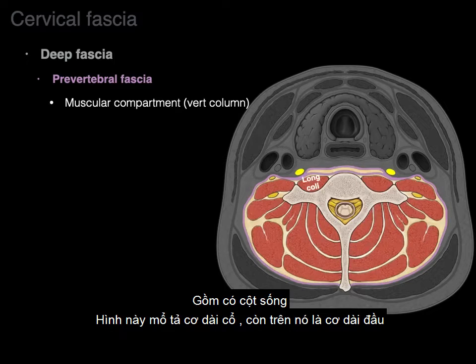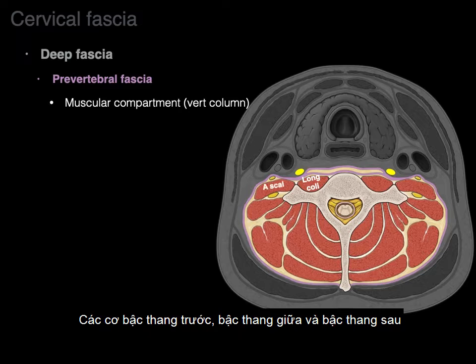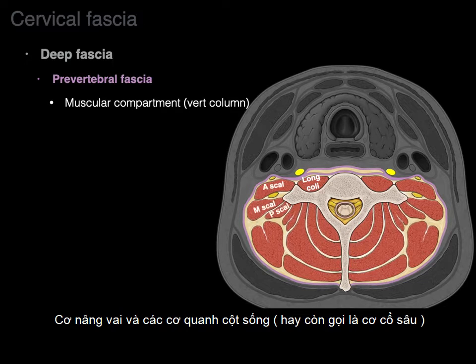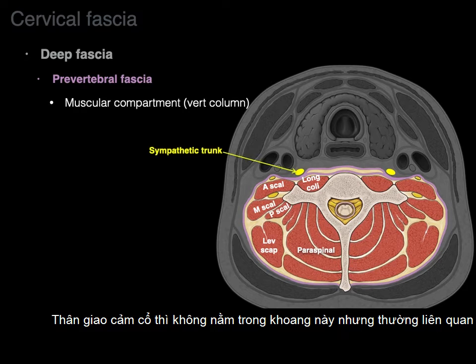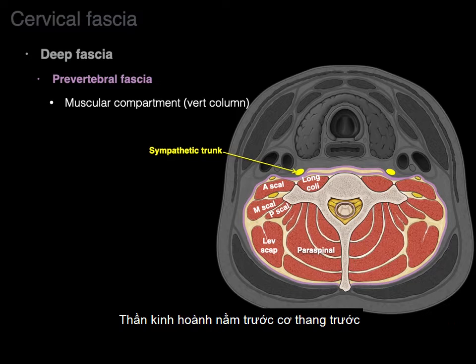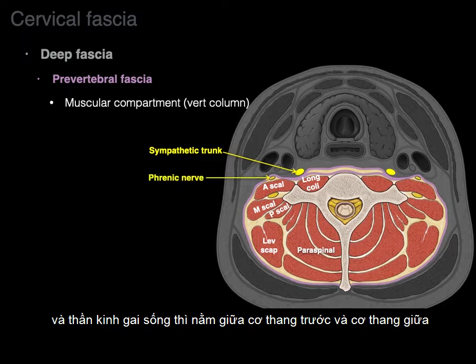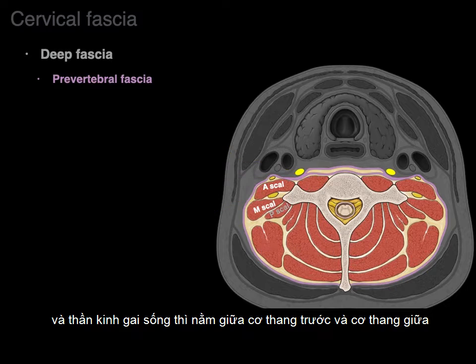It includes the longus colli here, longus capitis up higher, anterior, middle, and posterior scalene muscles, levator scapulae, and the paraspinals. Now, the sympathetic trunk, anatomists usually don't include it in there, but often radiologists will include it as part of the prevertebral fascia. I've cloned it outside because I'm an anatomist. The phrenic nerve is in front of the scalene, and the cervical and brachial plexuses both course from between the anterior and middle scalenes. All this within the prevertebral fascia.